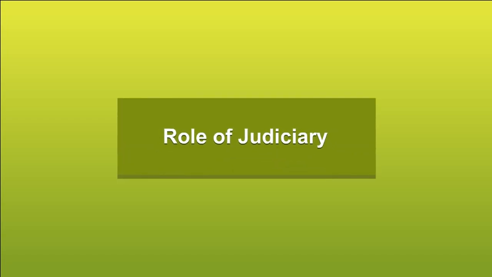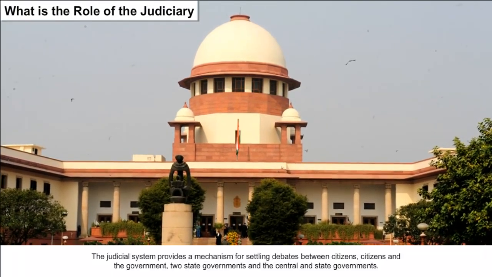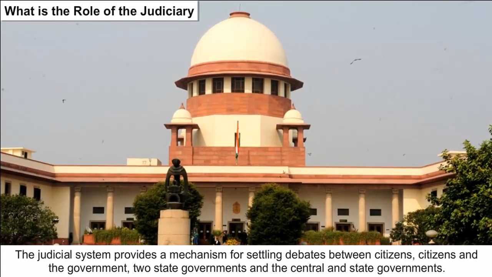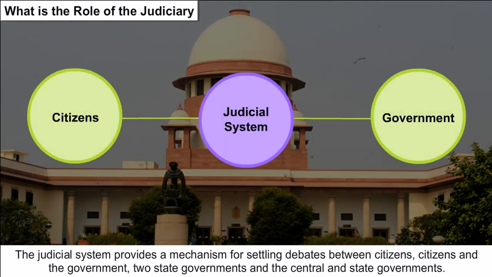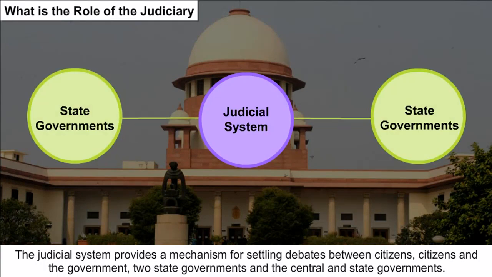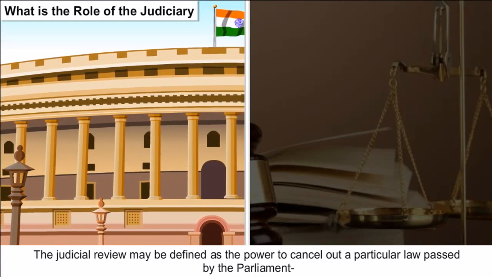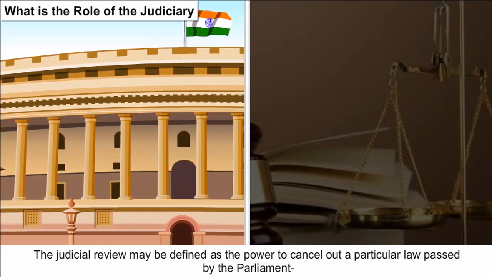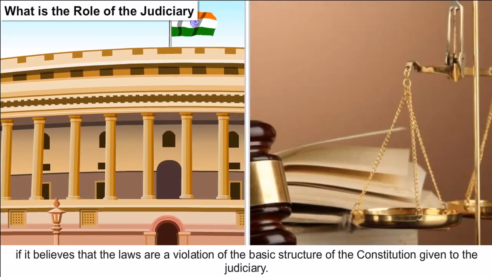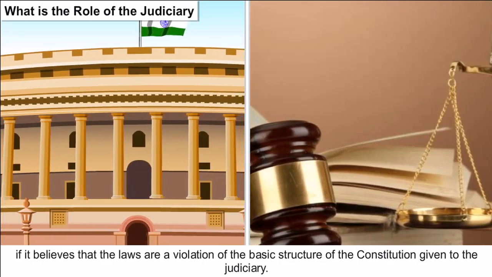Role of judiciary. What is the role of the judiciary? The judicial system provides a mechanism for settling disputes between citizens and the government, two state governments, and the central and state governments. Judicial review may be defined as the power to cancel out a particular law passed by the Parliament, if it believes that the law is a violation of the basic structure of the Constitution given to the judiciary.